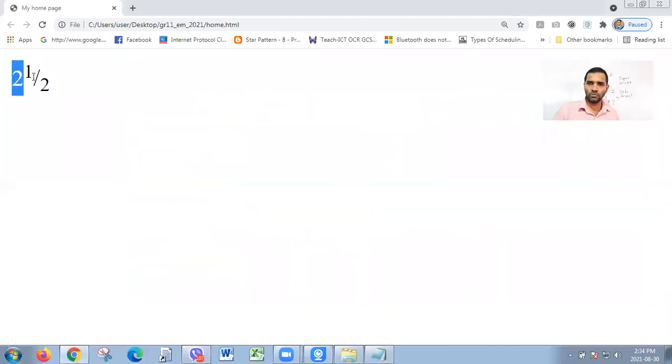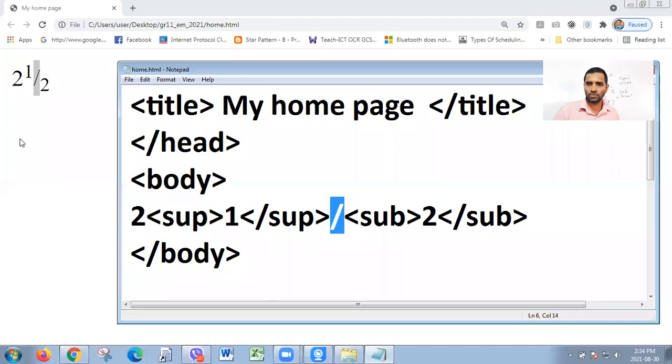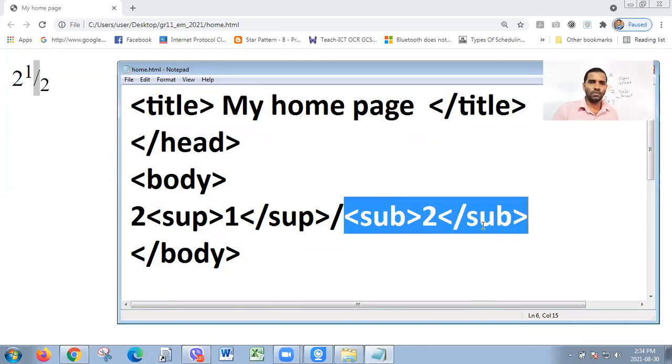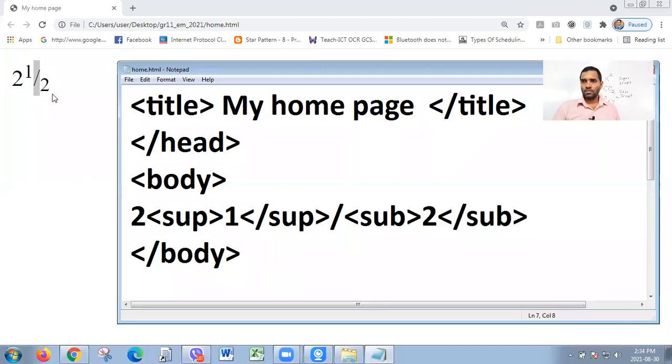Look at the position of this 2 and slash, same, right? They are in the same position. But the 2 is shown a little below the number 2 and slash because it is written in between SUB tags. So that's why it is shown a little below. You can use both superscript and subscript to show such formats. So these are the things about superscript and subscript. Understood? If you have any questions, you can ask.